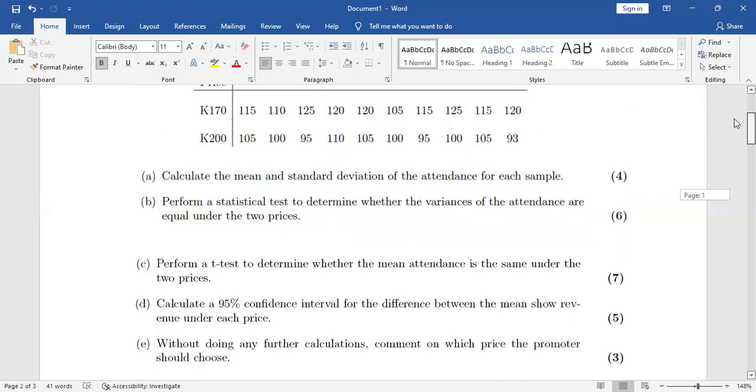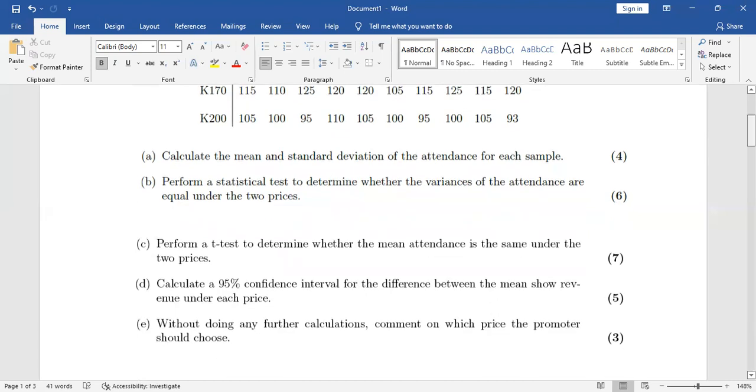However, my main interest is not to calculate the standard deviation and the mean. In this question, my key main interest is to perform a statistical test to determine whether the variances of the attendances are equal under the two prices. All right.